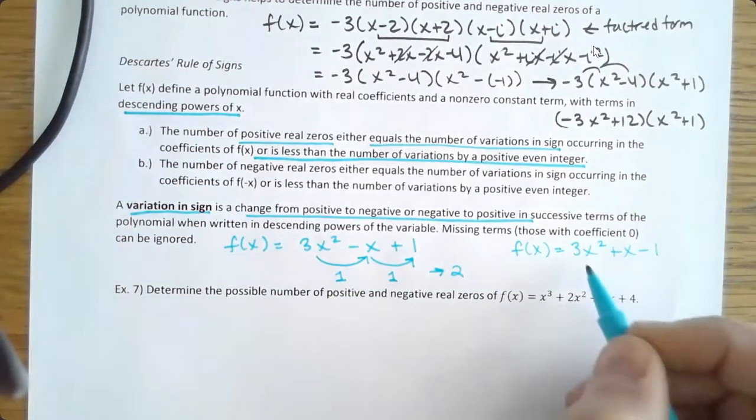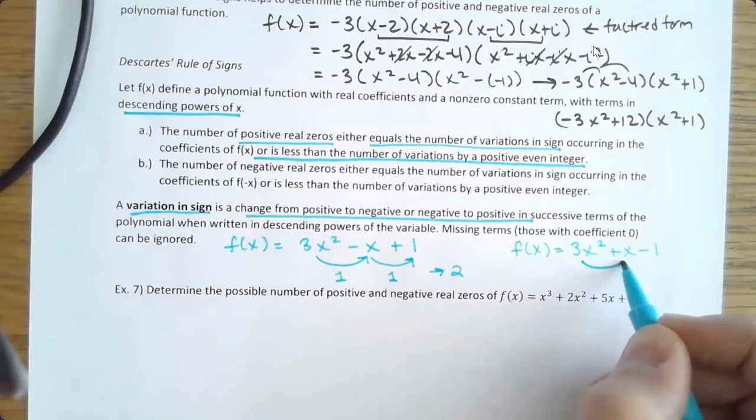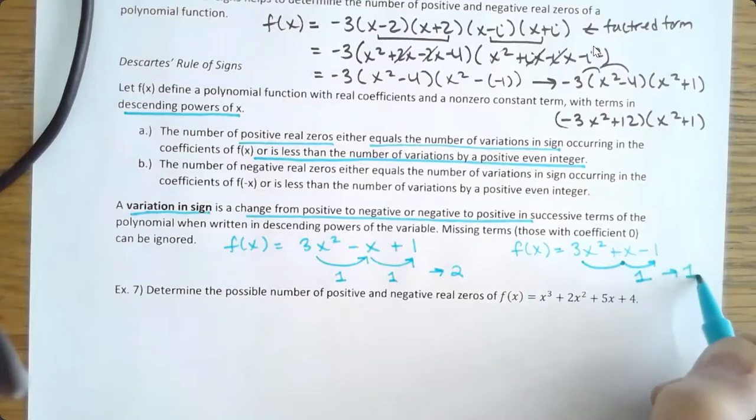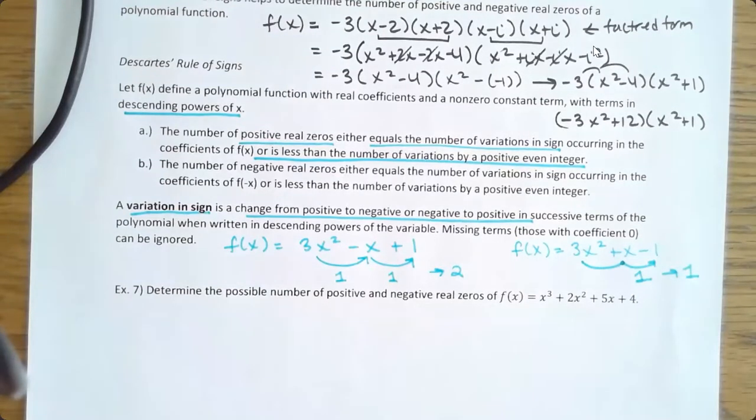Here, I'm starting at positive and I'm staying positive, so there's no change. And then I'm going from positive to negative here. So there is only 1 sign change here. So that's what we're talking about by variation in signs. We're looking for how many times that sign changes.